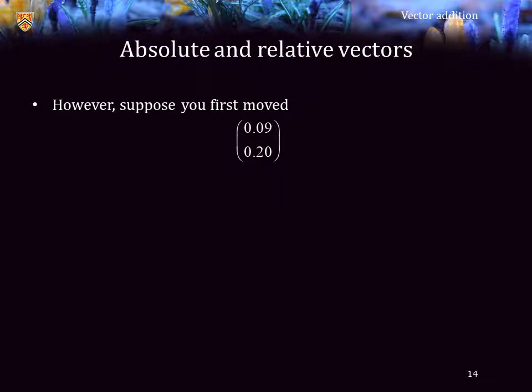Now, suppose you started at the University of Waterloo and in the first hour you moved 0.09 degrees east and 0.2 degrees north. Then in the next hour you moved 0.12 degrees west and negative 0.18 degrees north, or 0.18 south.